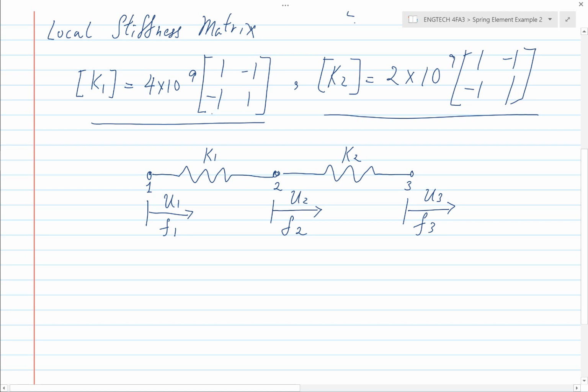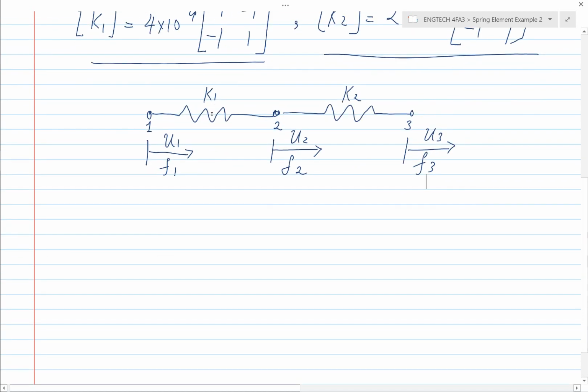Okay, now let's write down the equations. F1 is K1 times all the movement. F1 is causing all the movement from U1 moving against U2. F3 is the same thing. F3 is causing all the movement of U3 moving against U2.